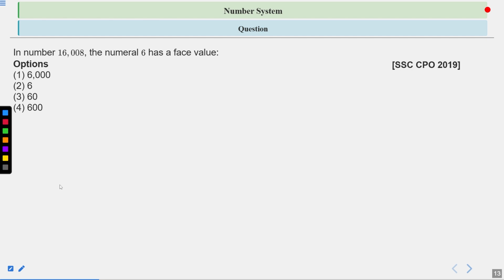In the number 16,008, the numeral 6 has a face value of what? This question was asked in the SSC CPO exam in 2019. So there are four options. First one is 6,000. Second is 6. Third one is 60. And fourth one is 600. Now you have 10 seconds to solve this question. Your time starts now.